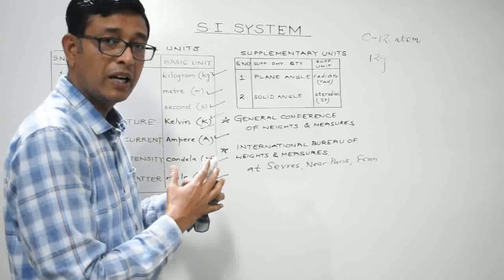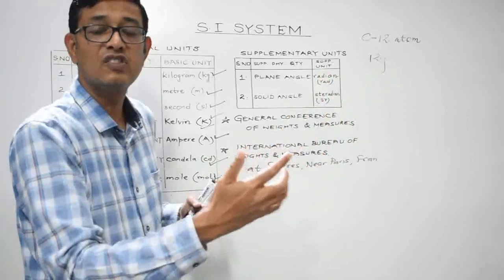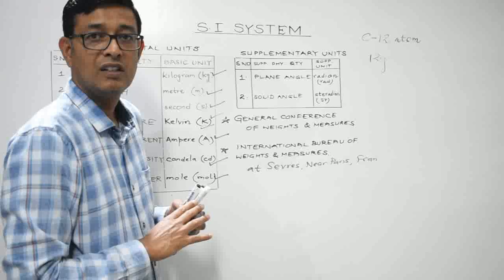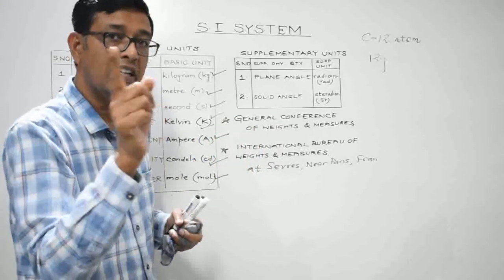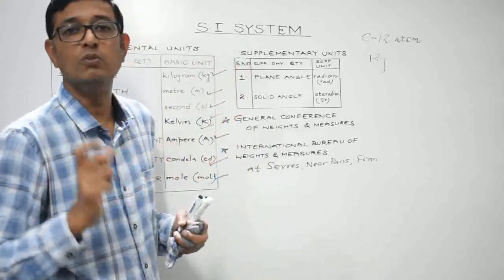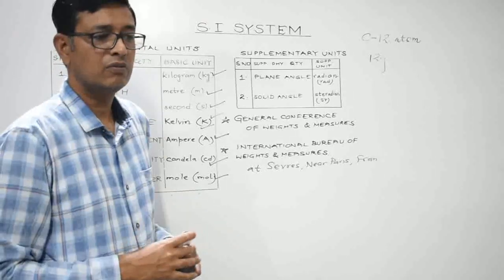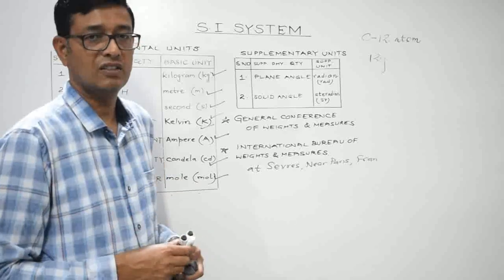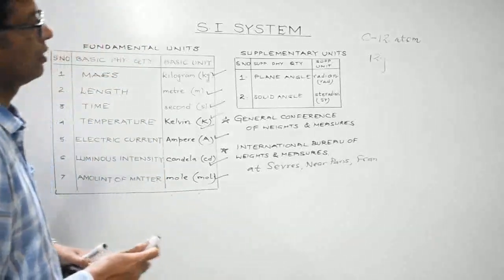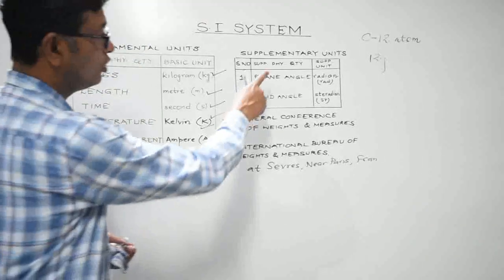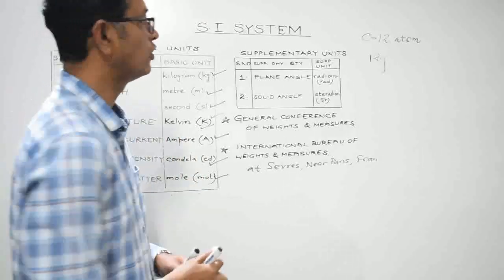Then the distance occupied by 1650763.3 wavelengths corresponding to the radiation emitted by krypton-86 atom. So please do remember those numerical values. They are very important from competitive point of view. In medical entrance, it is often asked, right? So these two are left, supplementary units.